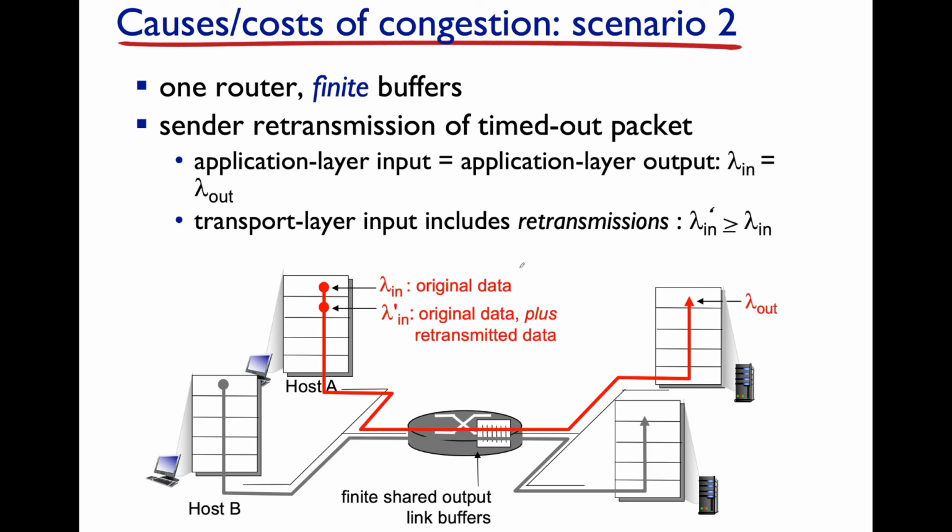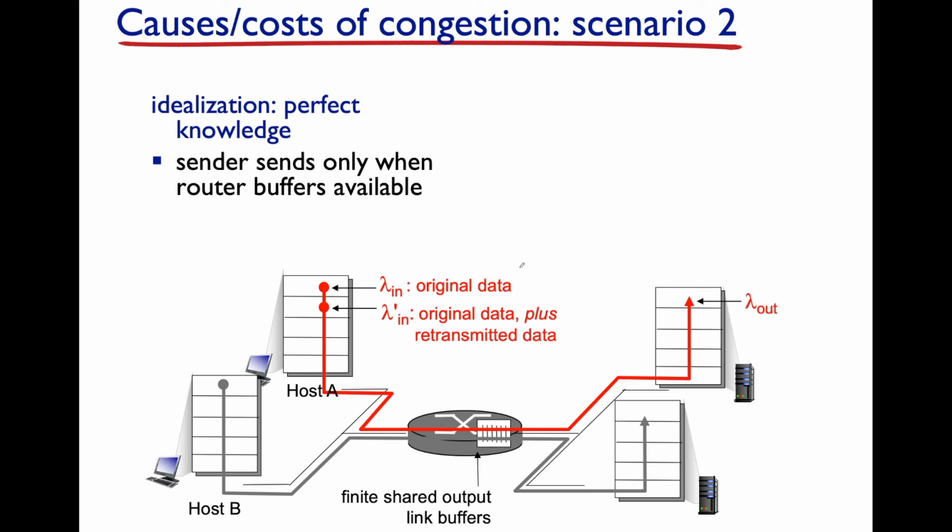Okay, so let's take a look at the idealized scenario, where the sender only sends when the router buffers are available, when there's space to store them. That means lambda n and lambda n prime are going to be the same because there are no retransmits. And so we start out and we have a packet. It goes into the transport layer, makes a copy, sends it into the network layer, there's free buffer space at the router, it makes its way out, and then it's delivered to the destination endpoint at the rate lambda out.